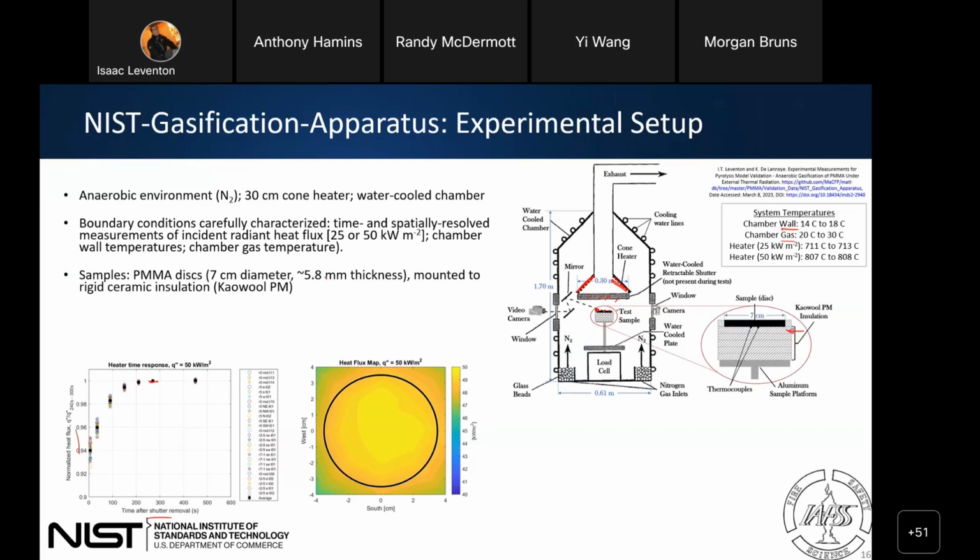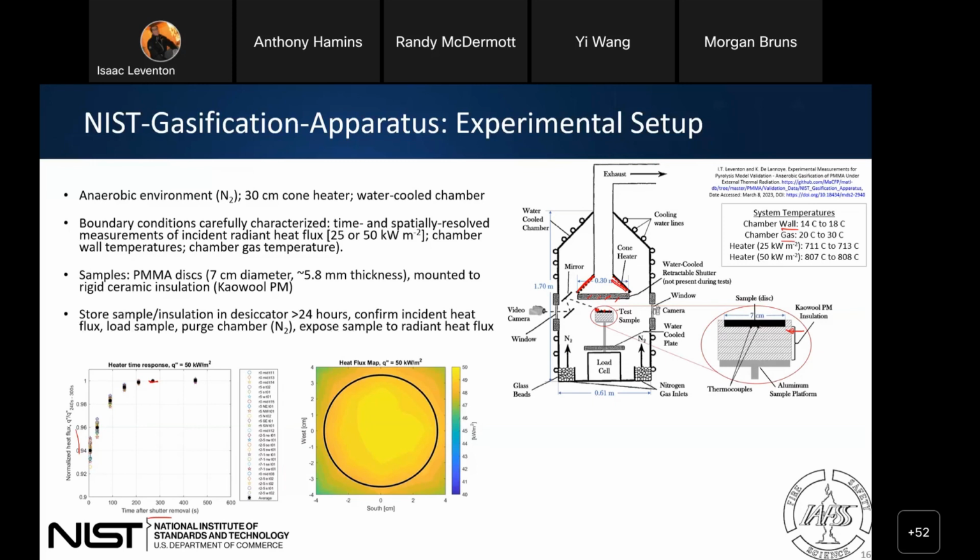I want to note that the nominal thickness of these PMMA slabs is about 5.8 millimeters, but it does vary from test to test, anywhere between 5.3 and 6.2, 6.3 millimeters thick. And that has a noticeable impact on our measured total burning time or gasification time, and on the measured back surface temperatures. So it's not just random scatter. We carefully characterize this in the metadata that's available on the repo so we can interpret our measurements better.